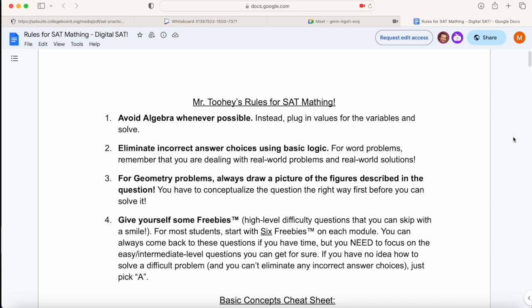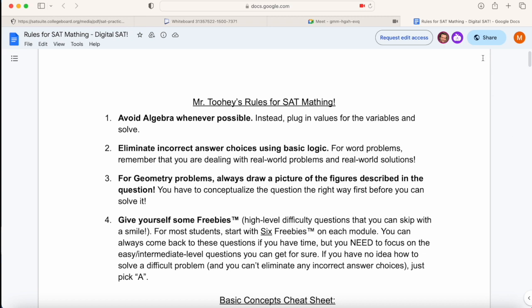It's probably the most useful and powerful strategy I can teach you for the SAT, and it applies to the digital SAT as well. But really, rule number 2, I think, applies on this question. Go ahead and read rule number 2 for us, please. Eliminate incorrect answer choices based on basic logic. For word problems, remember that you are dealing with real-world problems and real-world solutions. Yeah, you can use a lot of logic on this test, and that's certainly the case with this question here.